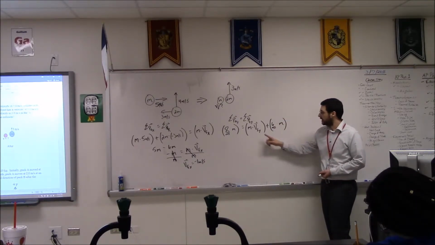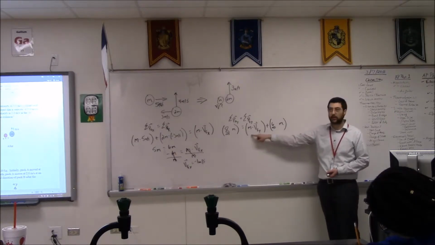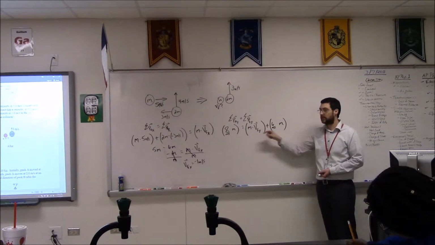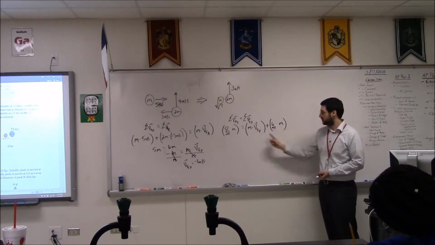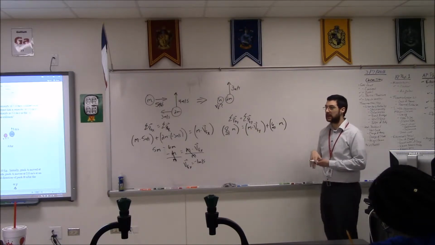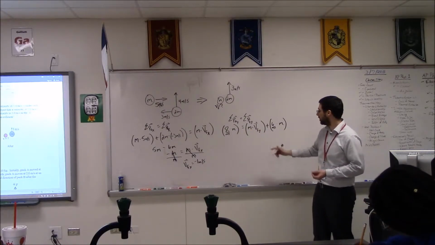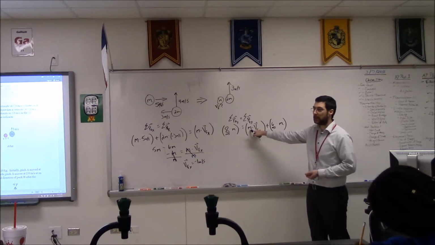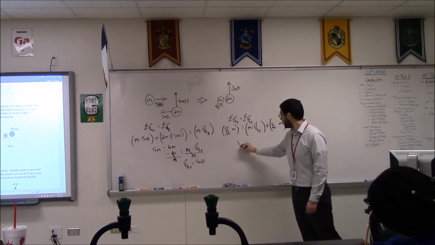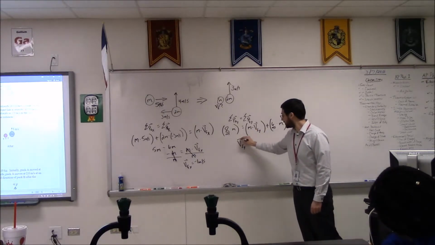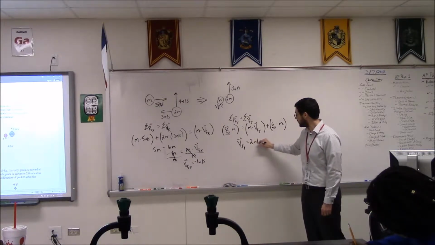Okay, now let's see. This term contains the thing I want to know, right? So what should I do? Subtract the 6 from the 8. What's that going to give me? 2m. 2m divided by m? 2. Right? So that means the final velocity in the y-axis must be 2 meters per second.